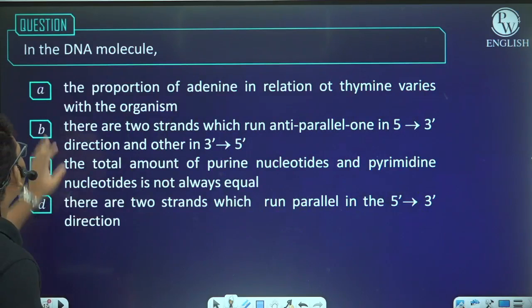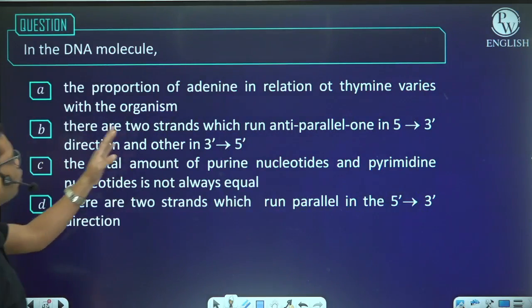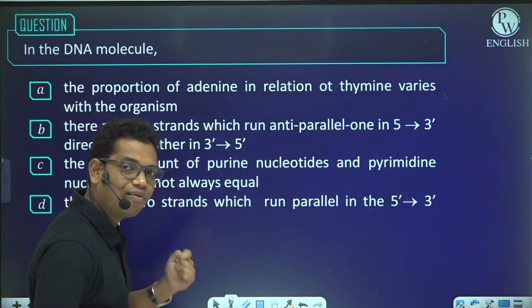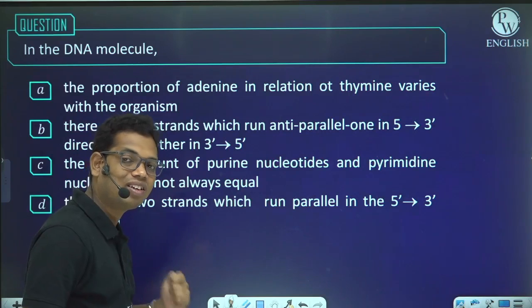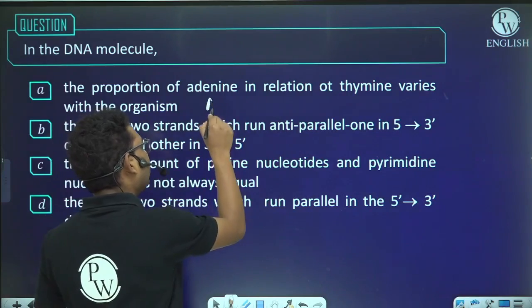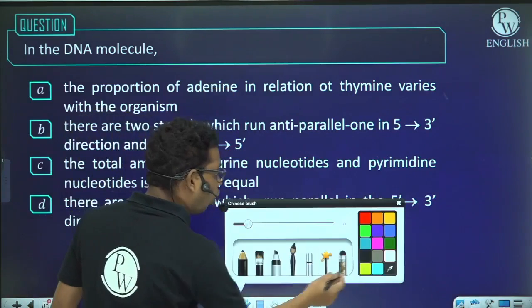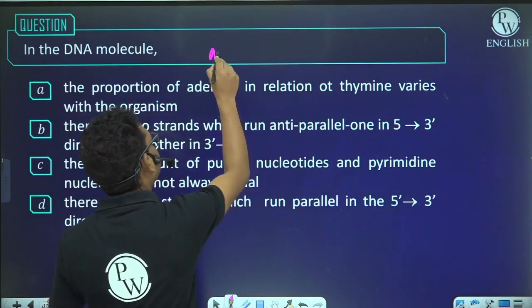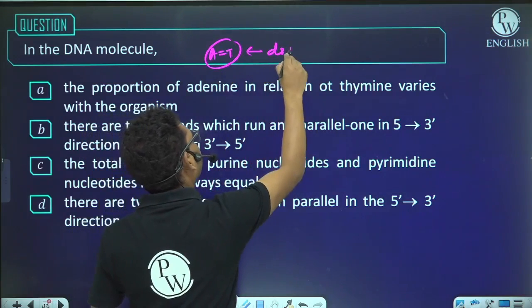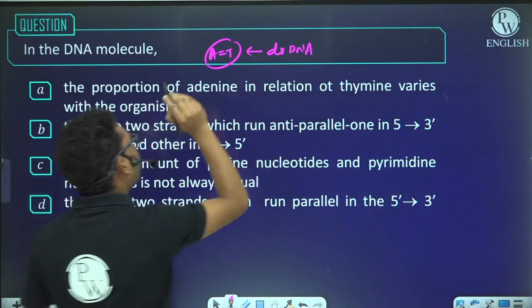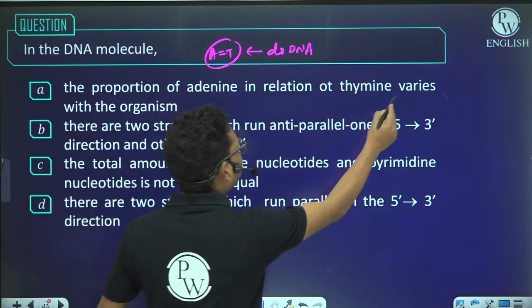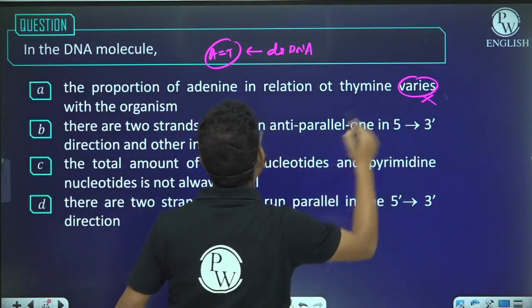The next question says that in a DNA molecule, the proportion of adenine in relation to thymine varies from organism to organism. No. In every organism, if the DNA is double stranded, as per Chargaff's rule, the amount of adenine will always be equal to the amount of thymine. In every double stranded DNA, the amount of adenine will be equal to the amount of thymine. Okay, so it is saying varies, and because it is saying varies, this is incorrect.